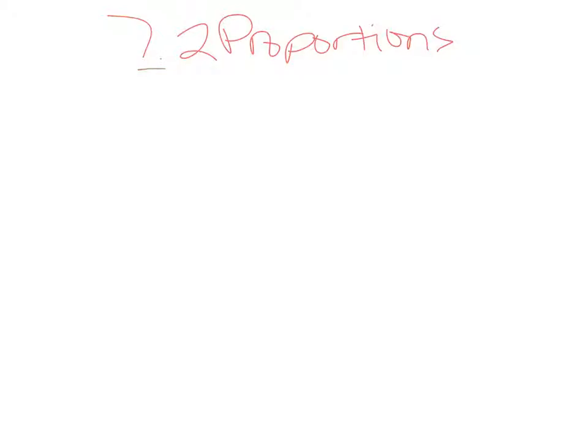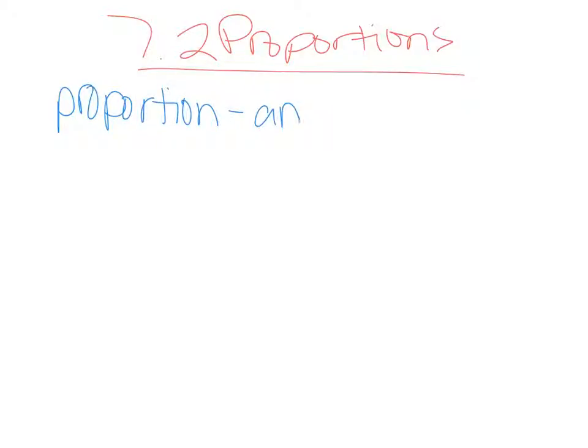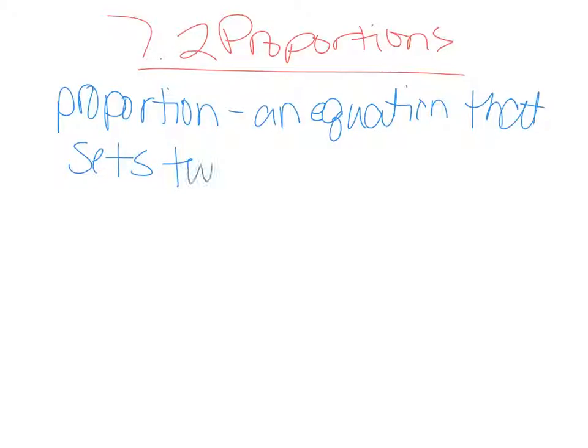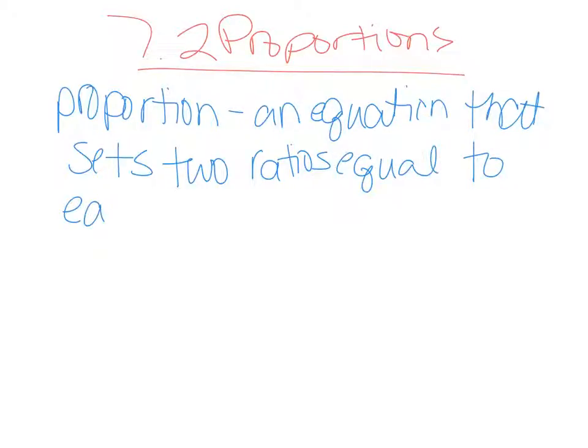So, first of all, what a proportion is. A proportion is an equation that sets two ratios equal to each other. So it's basically an equation where on one side there's a ratio, or as we've seen, just a fraction, that is equal to another fraction.